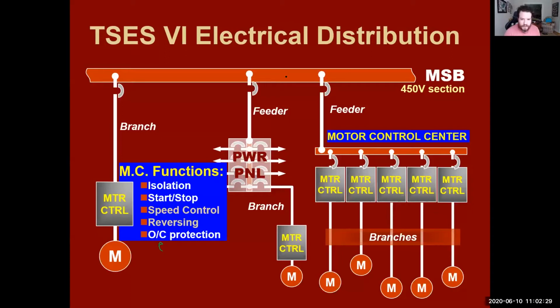You have feeders. A feeder is going to basically another circuit panel, like a circuit breaker panel, and then branches are going to go off to an individual component. And then you can have feeders that will go to another motor controller center. Those motor controller centers will have, instead of having a motor controller right next to a pump, a wall dedicated to motor controllers, so you don't have high voltage wiring going all over the ship.